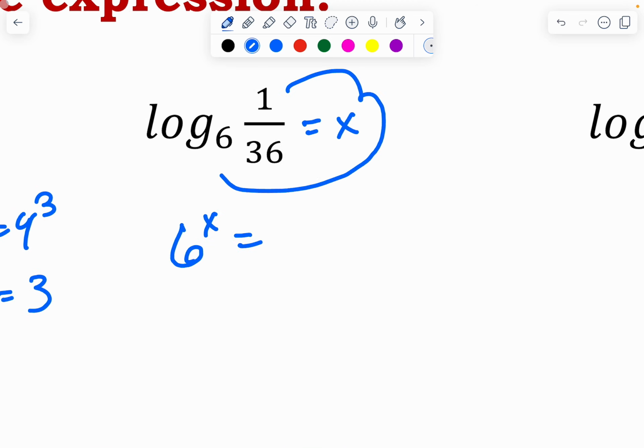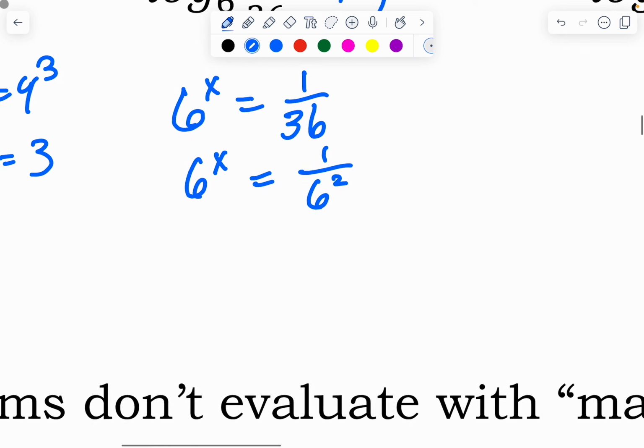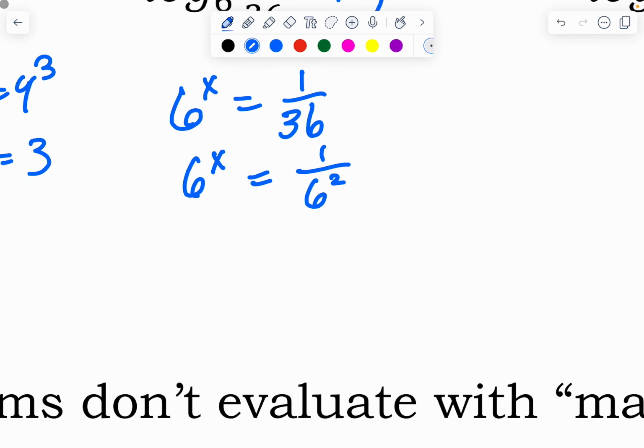Okay, on this one, set this equal to x. 6 to the x is equal to 1 over 36. I know that 36 is 6 squared. This is 1 over 6 squared. Well, I want this 6 to move from the denominator back to the numerator, and I can do that by making the exponent negative. Now the bases are the same, and so my answer is just x equals negative 2.